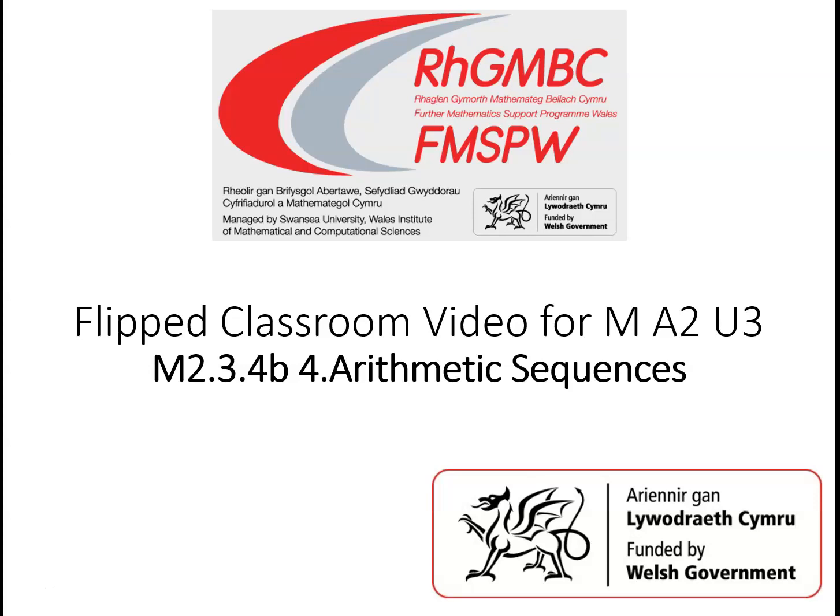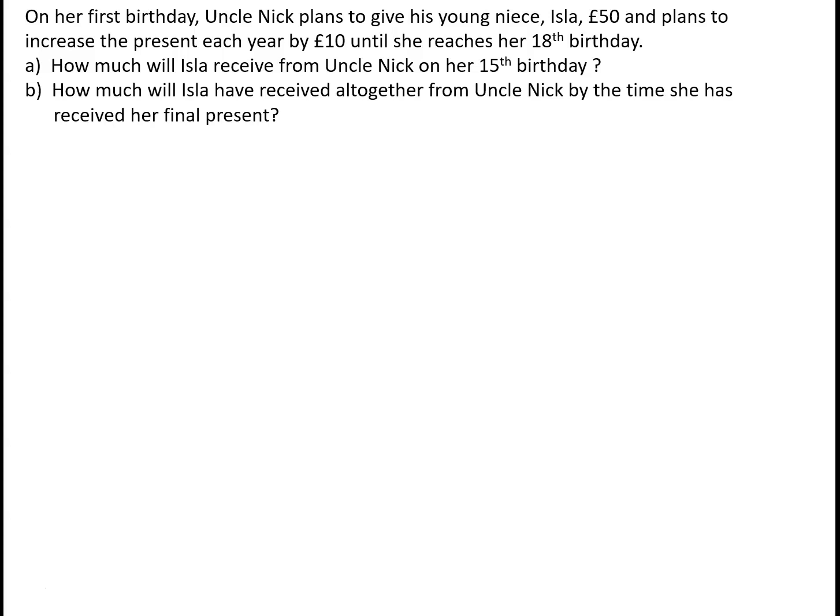In this video we're going to look at a special type of sequence known as an arithmetic sequence or an arithmetic progression. On her first birthday, Uncle Nick plans to give his young niece Isla £50 and plans to increase the present each year by £10 until she reaches her 18th birthday. We're asked how much will Isla receive from Uncle Nick on her 15th birthday, and how much will Isla have received altogether from Uncle Nick by the time she has received her final present.